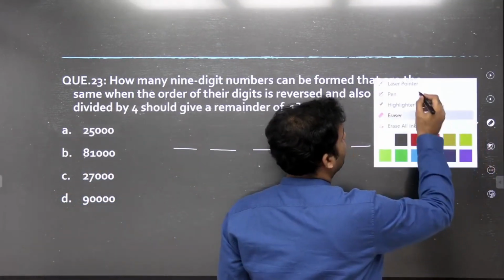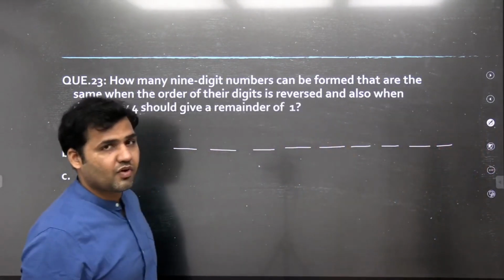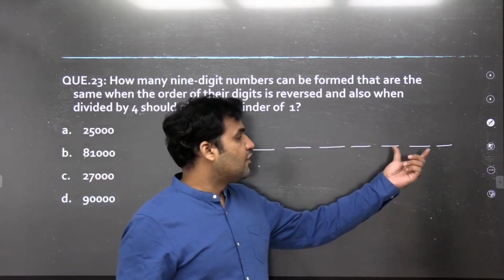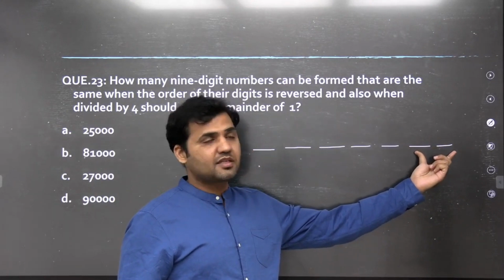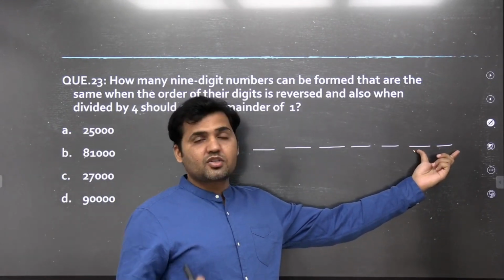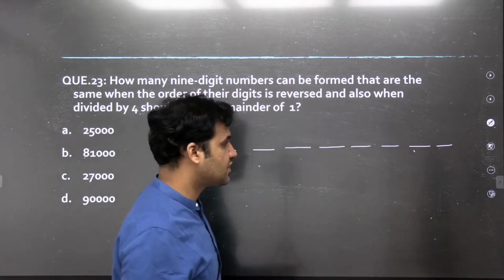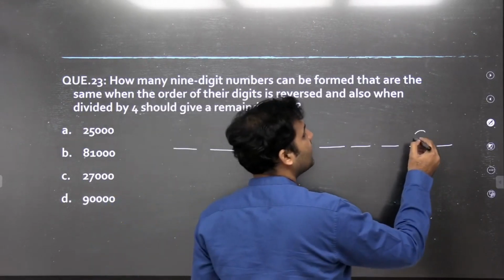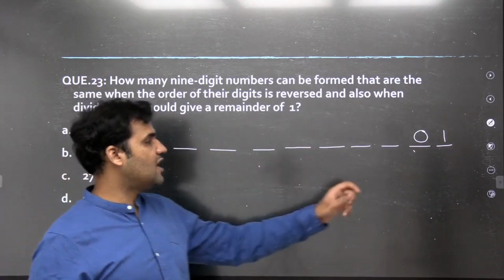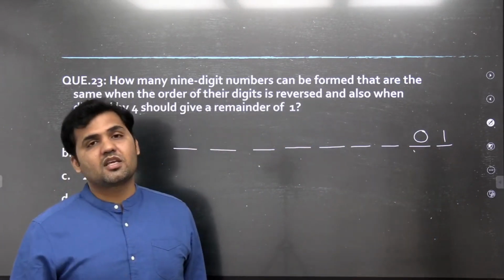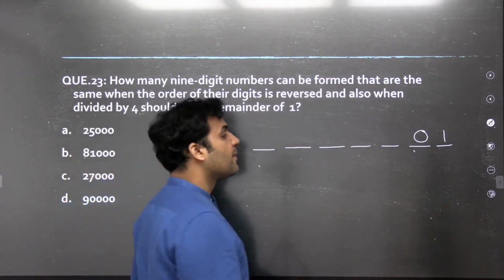Now guys, tell me, what are the possible numbers that I can place as the last 2 digits, so that when divided by 4 it gives you a remainder of 1? The first possible 2-digit number is 01. So if any number is ending with 01, it will definitely give you a remainder of 1 when divided by 4.